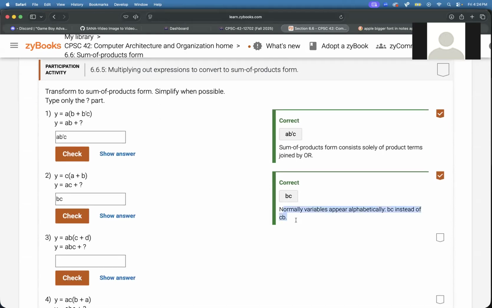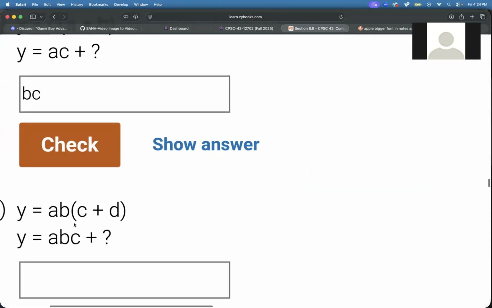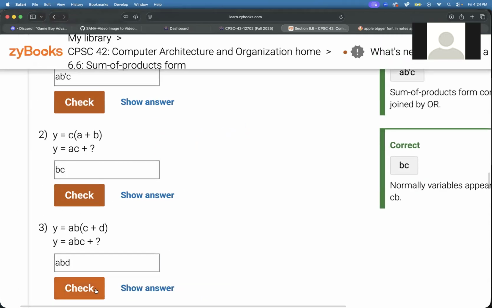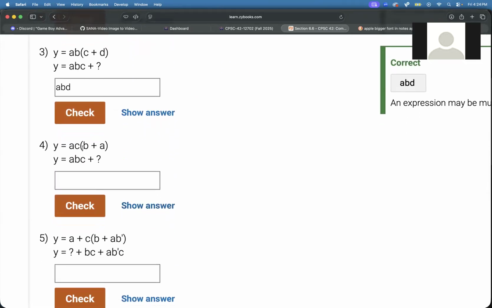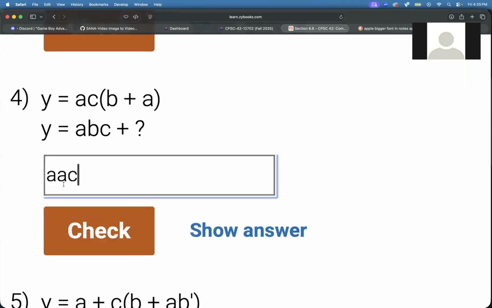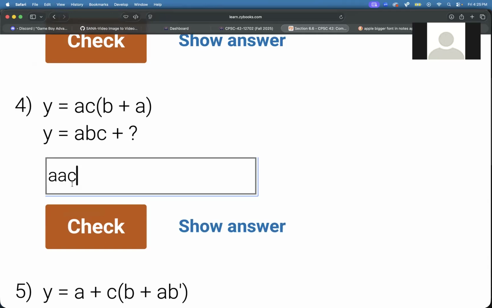Yeah, so they say. So if you did AB times C plus D, AB times C is ABC. AB times D is ABD. All right. ACB is ABC, and then AC times A. Oh, so if you did AC times A, that would be AAC. But this is A and C. So if you look at the rules that we had a million years ago for Boolean algebra, A and A is just A. So you don't need an extra A.